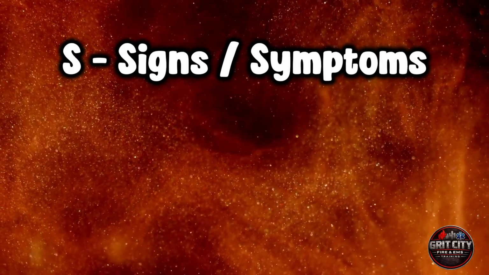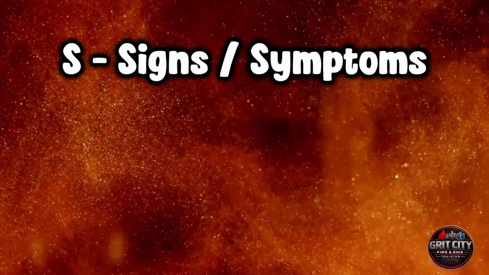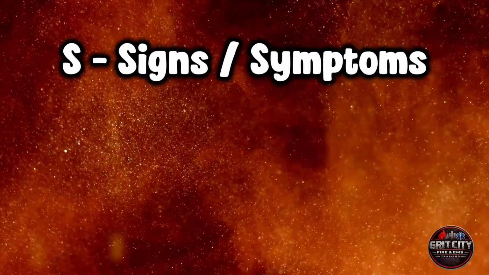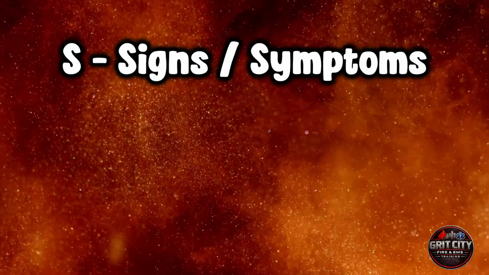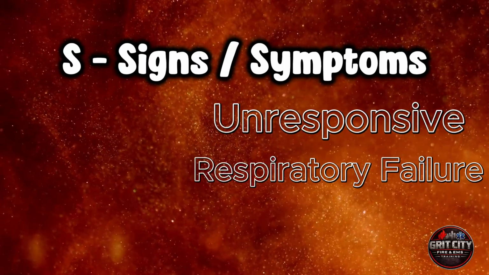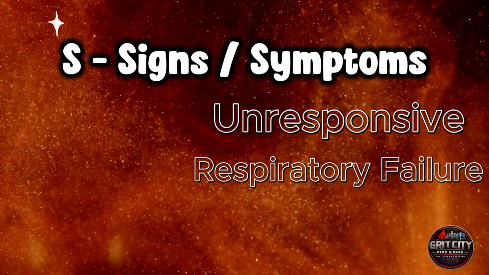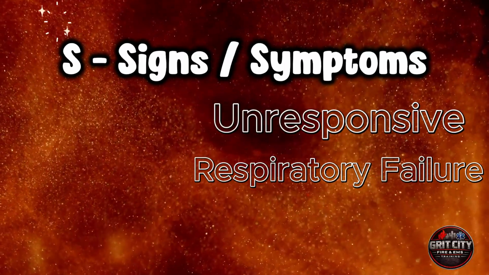S, signs and symptoms. Remember, signs are things you can see or measure. Symptoms are verbalized complaints. What do we know about the S for Brian? Brian's primary sign or chief complaint is being unresponsive. Another would be respiratory failure. Remember, these are signs, not symptoms, because we can see them actually happening.